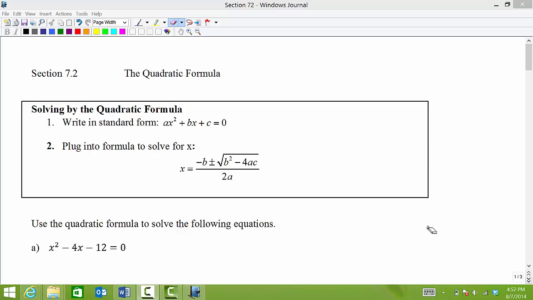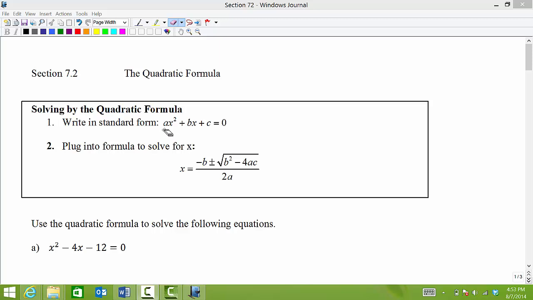In section 7.2 we want to talk about the quadratic formula. Quadratic formula is really nice because we can immediately solve for the x values just by plugging in values for a, b, and c in the formula. We have to first write our equation in standard form.